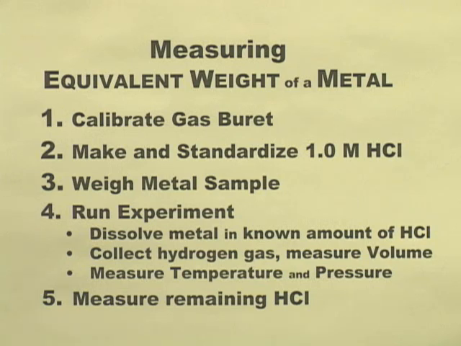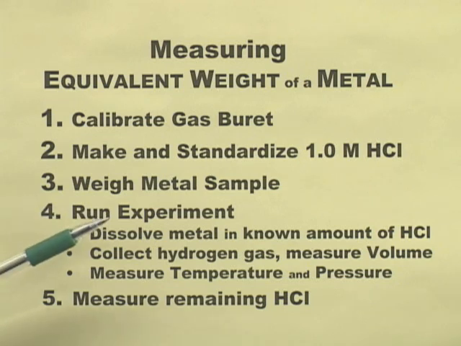The procedure for measuring equivalent weight requires some preparation before you can actually start. First of all, you must calibrate a burette so it may be used as a gas burette. Next, you will make and standardize some 1 molar HCl by diluting 6 molar HCl. To start the experiment, you must weigh the metal unknown sample. Make sure you do not make a mistake here. You may want to do this a couple of times because this is a very important measurement.